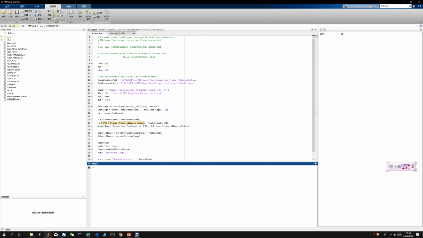Okay, we first go through the functions, and then we go to the presentation. First, we use PCA, and we use 40 people, and each person has 5 pictures, and the dimension is 5 to train the data.